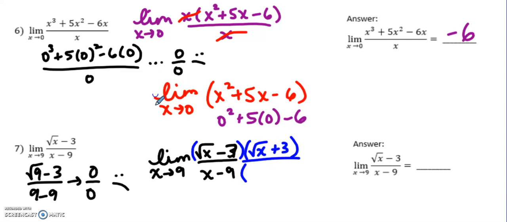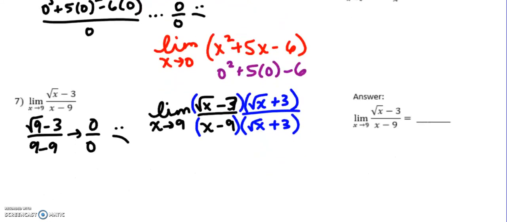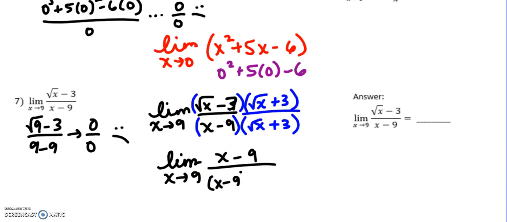And if I multiply by that on the top, I've got to multiply by that on the bottom to keep everything equal. So on the top, I know that I'm going to get a difference of squares. That was my whole intention. So the square root of x times the square root of x is just x, plus 3 root x minus 3 root x cancels out. Negative 3 and positive 3 is negative 9. And on the bottom, I don't multiply together yet, because the conjugate was to help me with the numerator.